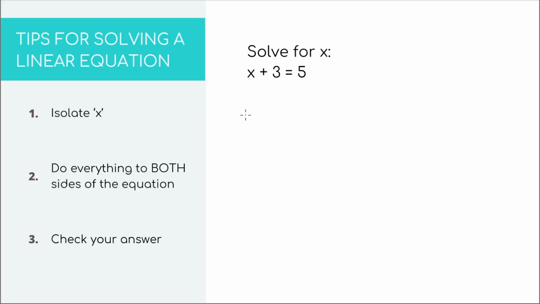We have our first equation, x plus 3 equals 5. And on the left, I've written out a couple tips that should be helpful in solving linear equations. Tip number 1, always remember your endgame, which is to isolate x. Everything you do should be towards the goal of getting all of the x's on one side of the equal sign, and all of the numbers without an x on the other side of the equal sign. And you should end up with an answer that looks something like x equals some number.